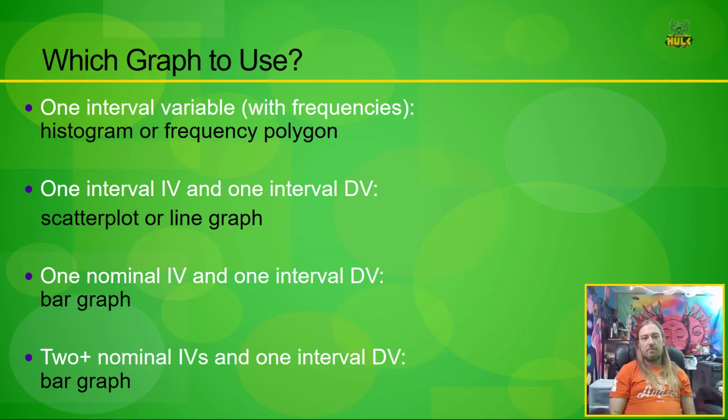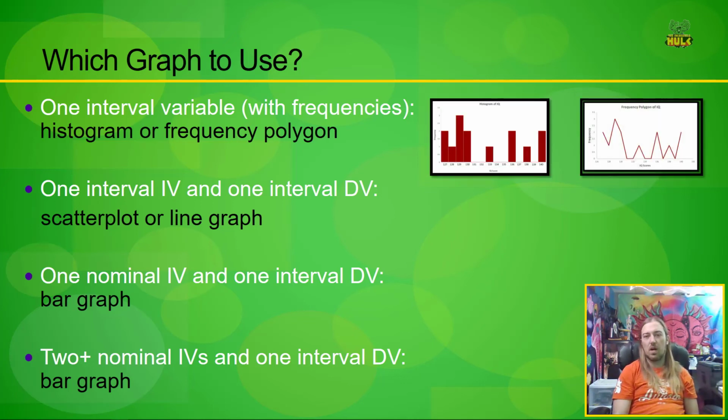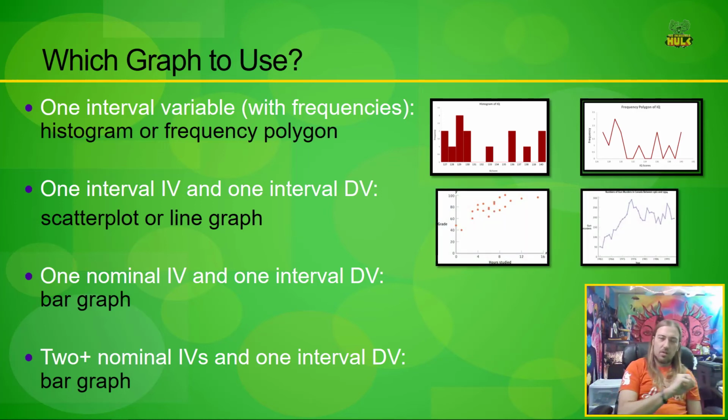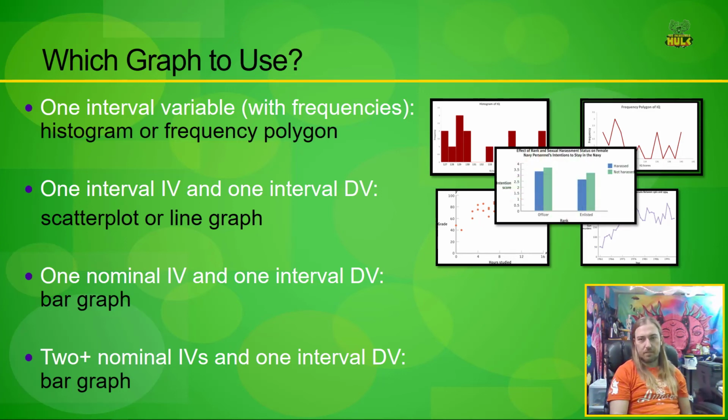Little cheat sheet, right? If you have one interval variable and just frequencies, how often people buy pizza at different times of the year, frequency is perfect, right? So you can do a histogram or a frequency polygon here. We talked about those a little while ago. Bars touch, y-axis is frequency, bars, bars, bars, or connected dots. Scatter plots are for when you have two variables, especially two interval variables, an interval independent and interval dependent. You place your dots, and you can see patterns. Good for time series as well. If you have a nominal independent variable, or two nominal independent variables, then you're going to want to go with something like the bar graph, right?